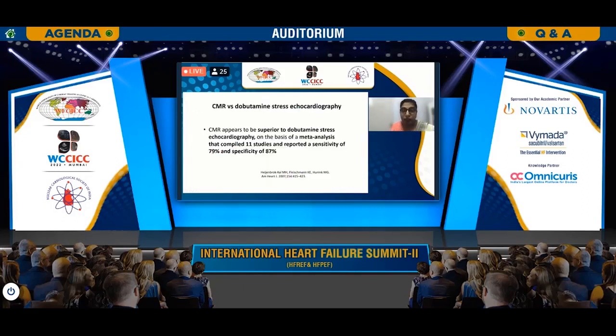There are also multiple studies which have compared cardiac MR versus dobutamine stress echocardiography. One meta-analysis, published in 2007 in American Heart Journal, found that cardiac MR was superior to dobutamine stress echocardiography, with a sensitivity and specificity in the 80s.